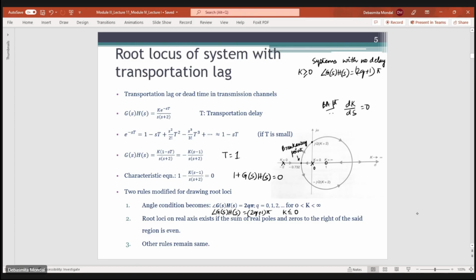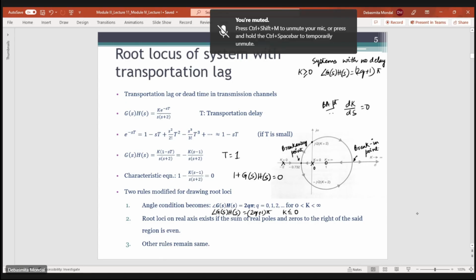While you are finding this breakaway point, you will see that there are two valid points. There is one breakaway point over here and there is one more, which will be your break-in point. So the root locus, after meeting over here, which were starting from these two poles, will move away from each other. They will follow a circular path. They will break in again on the real axis at this point, and after breaking in, one part of the root locus will move towards this finite zero and the other part will move towards the infinite zero towards the right side. So this will be the overall root locus of this system with the transportation lag.